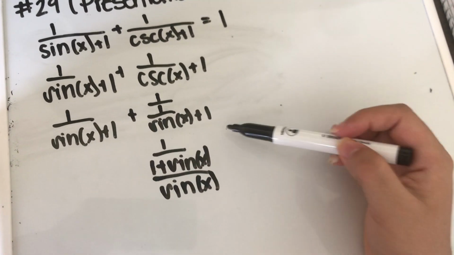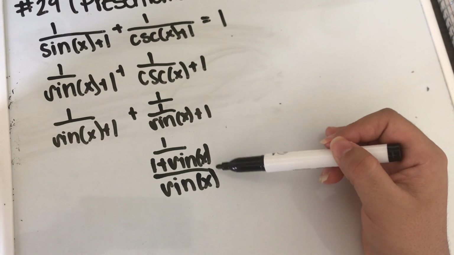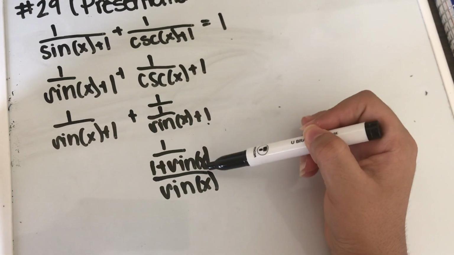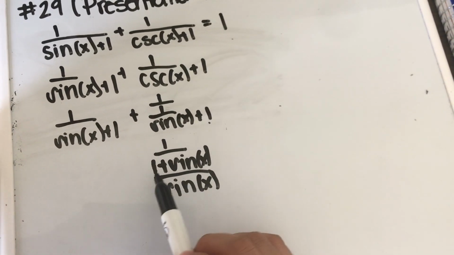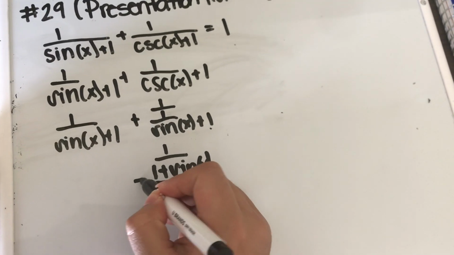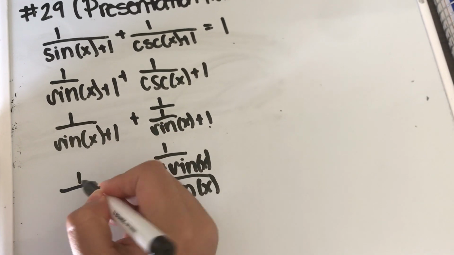So what we did in this case is we put the denominator to be the same, and what we have right here, we just switched it around. So we put 1 plus sine x, and then we put it over sine, and then we would just bring down what we had in our other side.